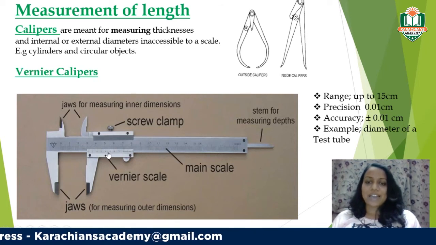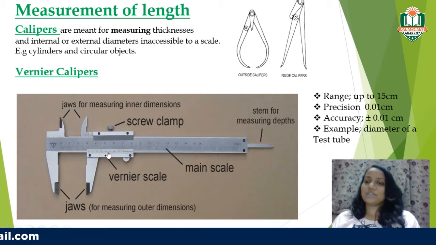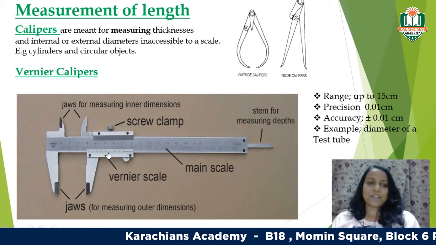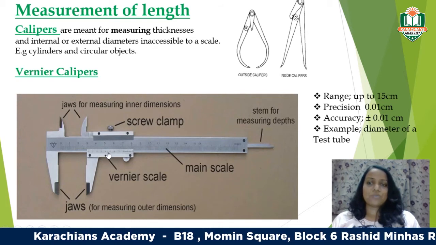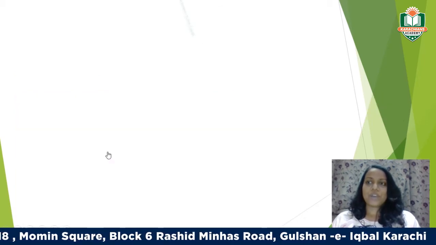Certain vernier calipers may be a little less, like 10 or 12 centimeters, and sometimes it can go up to 20 centimeters. The length or the range here depends upon where the instrument is being used. The precision for your vernier caliper is 0.01 centimeter, and so its accuracy is plus minus 0.1 centimeter. Most common example, you're finding the diameter of a test tube.